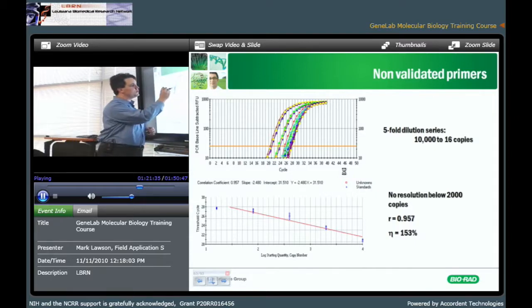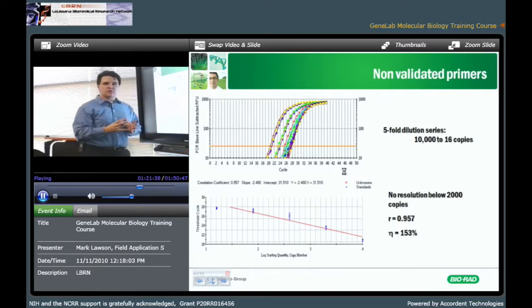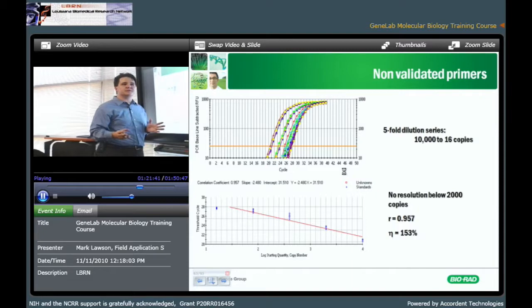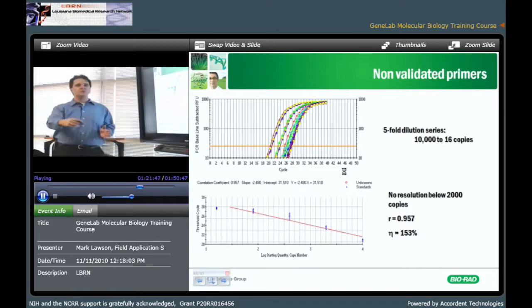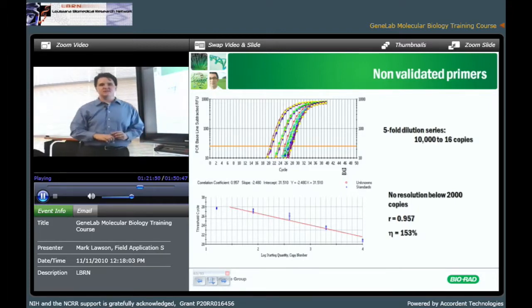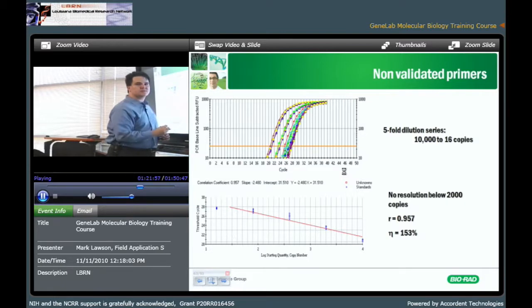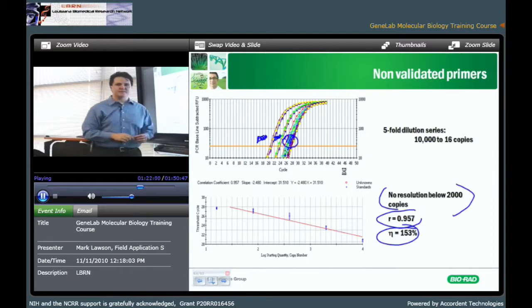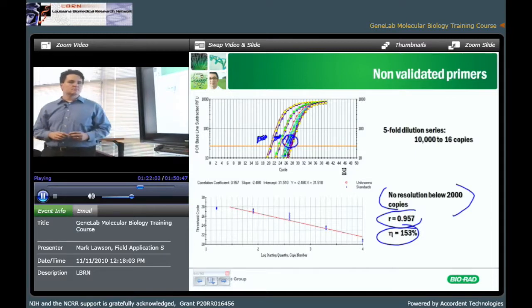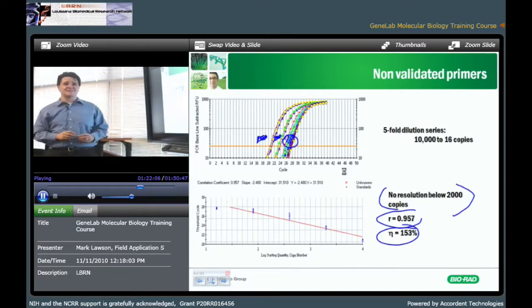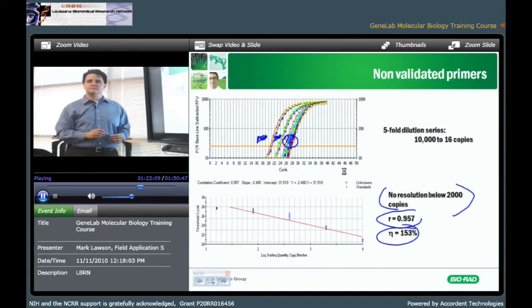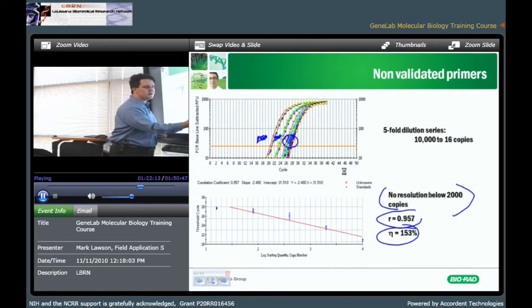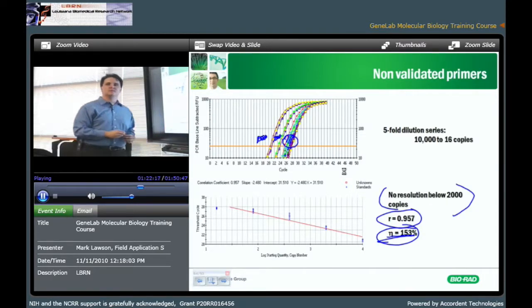And you can see that these last 4 dilutions here are all compressed. They're all basically the same CT value, plus or minus a little bit. So we're calling that no resolution below 2,000 copies. We keep diluting it, but there's no further increase in the CT value we should expect. The efficiency is 153%. The R squared is 0.957. Can anyone tell me what the likely cause is here? What did we say greater than 110% almost always was? Primer dimers. Primer dimers. So what's a good way to test for primer dimers?